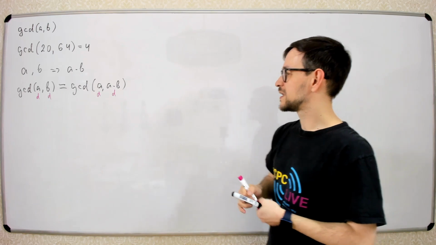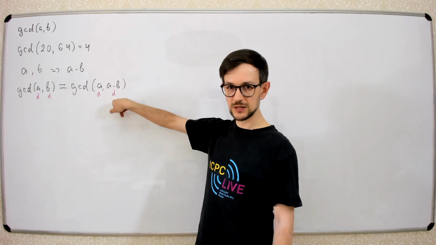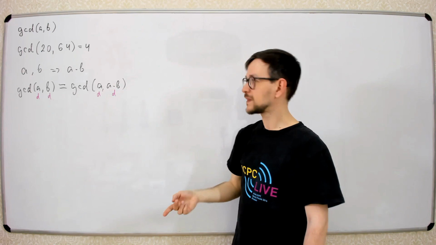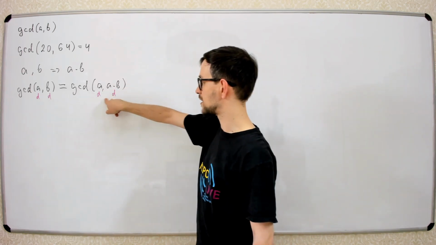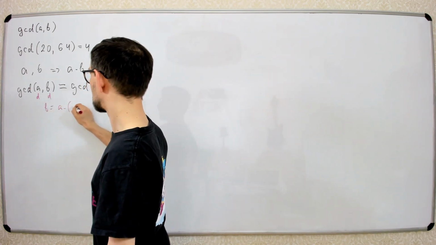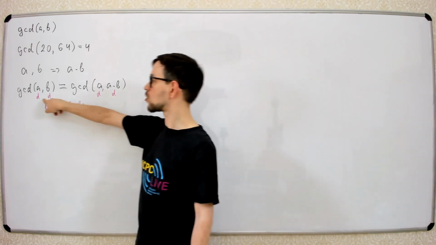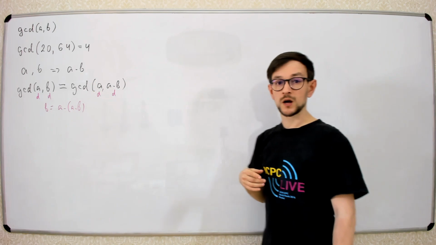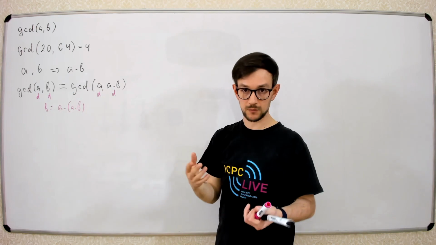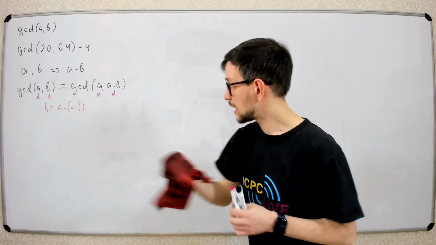From the other end, if we have some number d and both A and A minus B are divisible by this number d, then B is also divisible by d, because B is just equal to A minus (A minus B). So if we have some common divisor here, we have the same common divisor here. What we basically say is that the set of common divisors of these two numbers and these two numbers is the same. So the greatest common divisor is also the same. That's the whole idea.